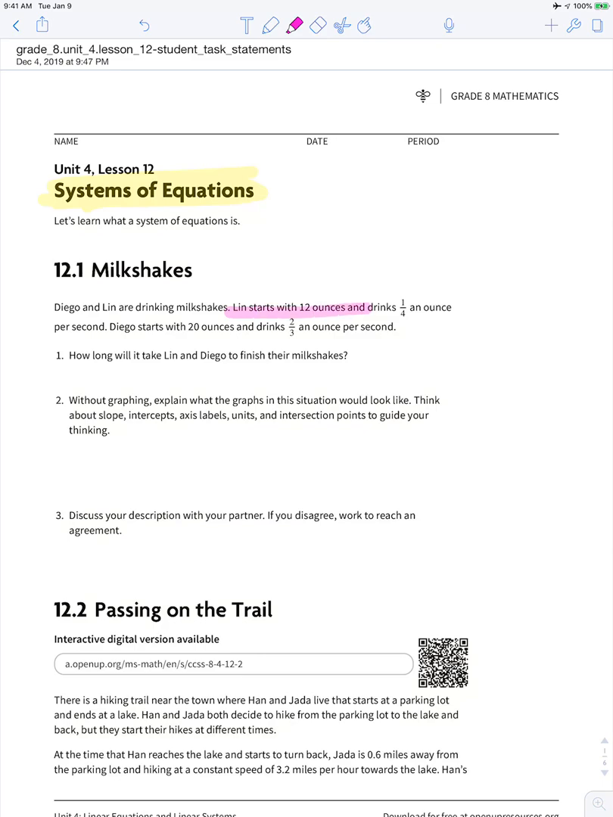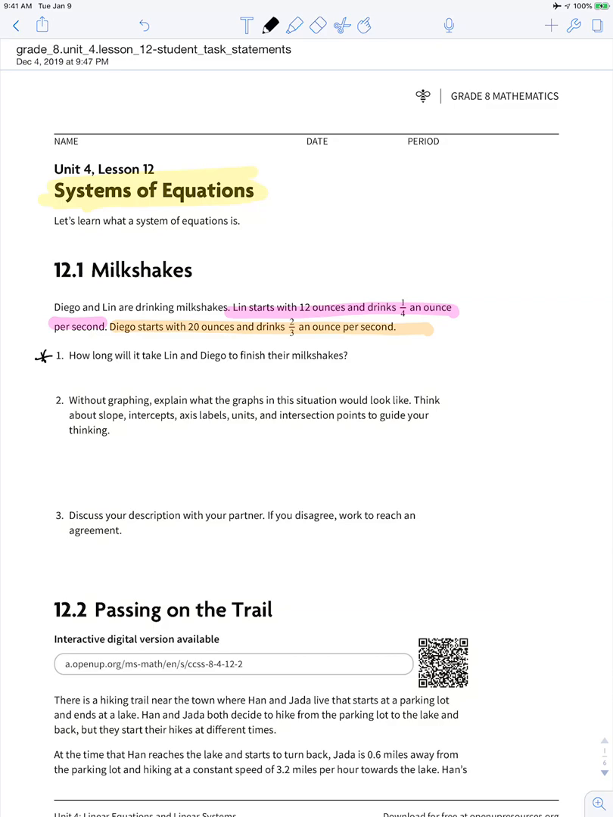And Lynn starts with 12 ounces and drinks a fourth of an ounce per second. Diego actually starts with 20 ounces and drinks 2/3 of an ounce per second. You're going to start off by thinking about how long it's going to take each of them to finish their milkshakes.